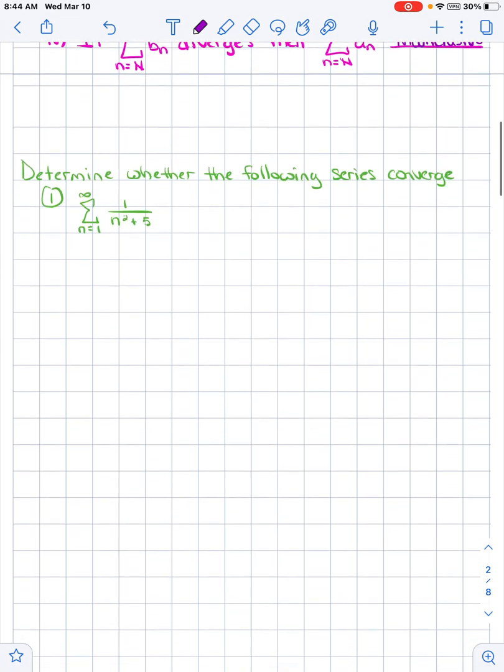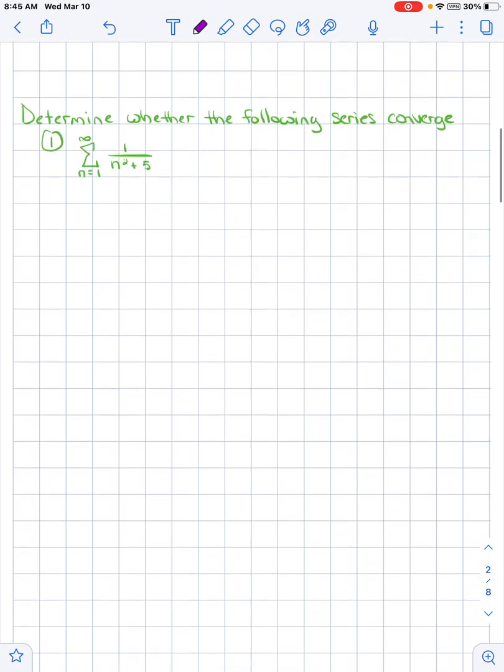So let's go take a look. We're going to determine whether the following series converge. The first one, 1 over n squared plus 5. So the first thing we need to determine, every term is positive here. N is equal to 1, so that means if we square that and add 5, we know that for sure this is a positive series.